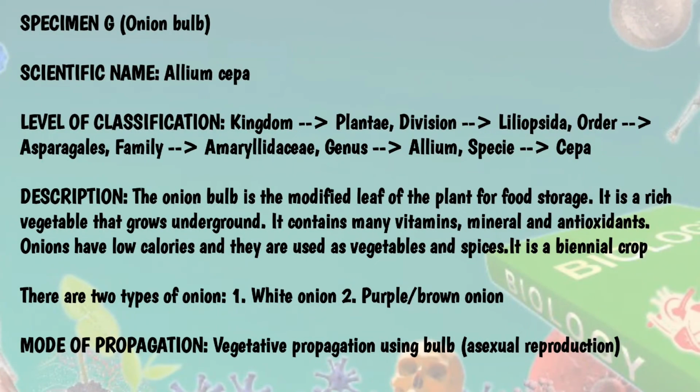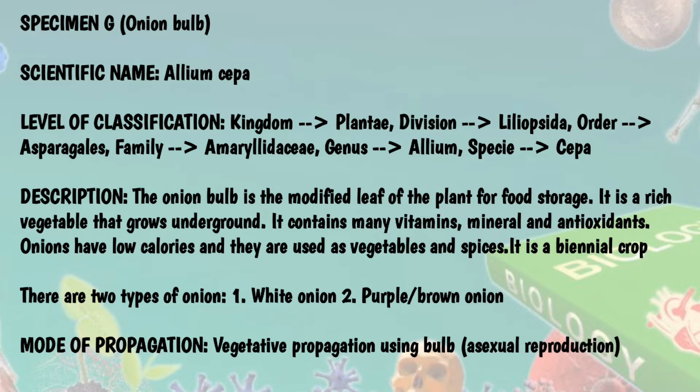So we move on to look at specimen G, which is the onion bulb. The scientific name for the onion bulb is Allium cepa. Remember to always underline your scientific name. So it has various levels of classification, down from the kingdom to the species. So by description, the onion bulb, remember bulb is a modified form of the plant for food storage. And interestingly, the bulb is the modified leaf. That's why the onion, that fleshy part we eat, is the leaf of the plant. So it's modified for food storage, and it's a vegetable that grows underground.